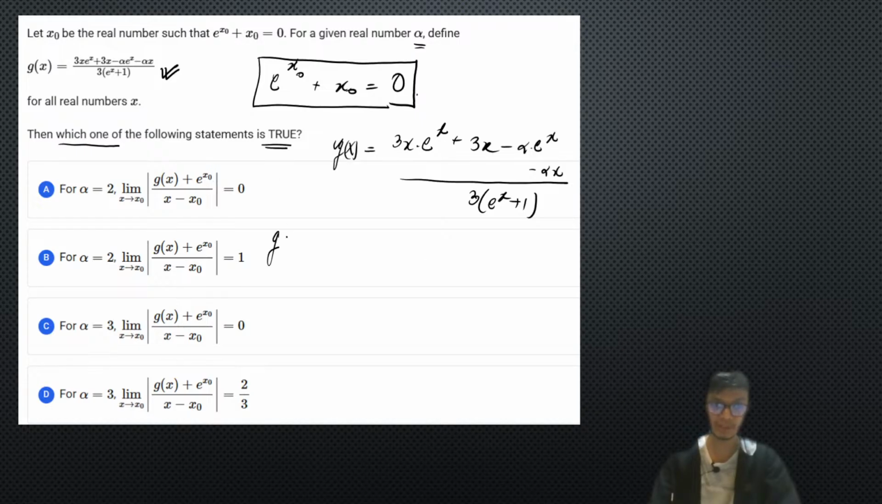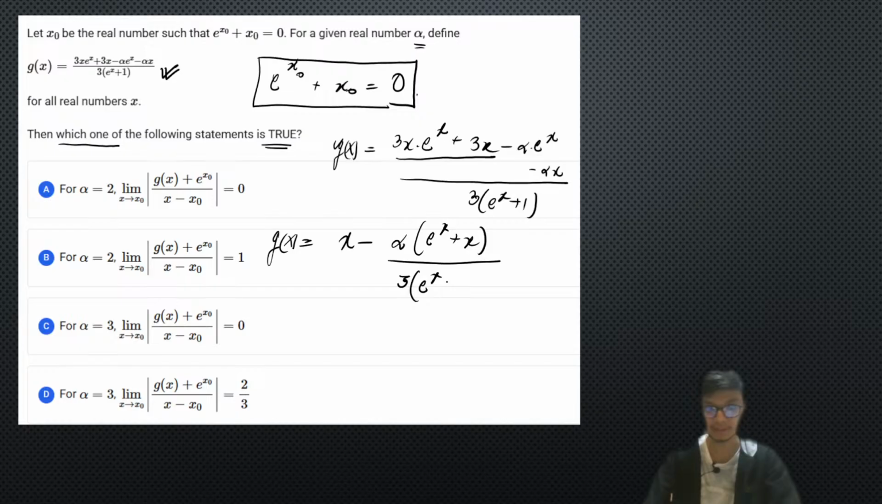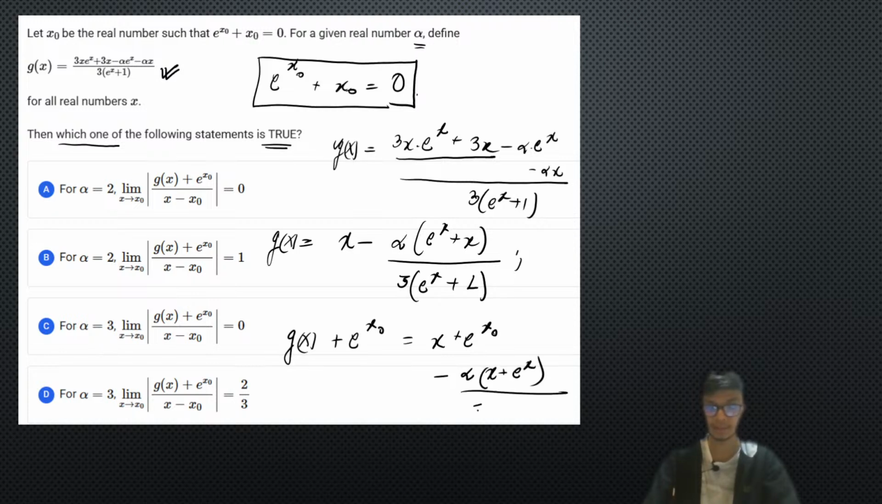Let us first analyze the g of x function. If I take 3x as common and divide by the denominator, I get g of x equals x minus alpha times e to the power x plus x, divided by 3 times e to the power x plus 1. This will be our g of x function. Now g of x plus e to the power x naught will be equal to x plus e to the power x naught minus alpha times x plus e to the power x, whole divided by 3 times e to the power x plus 1.